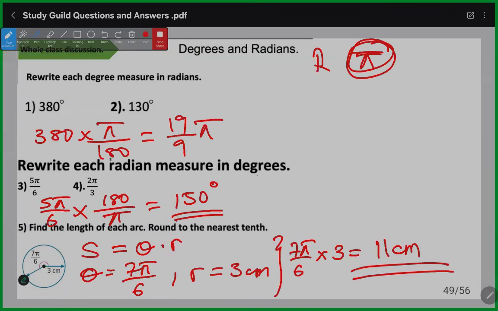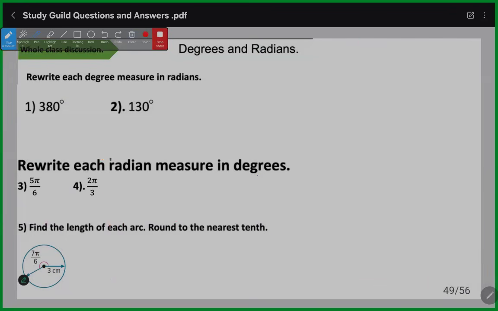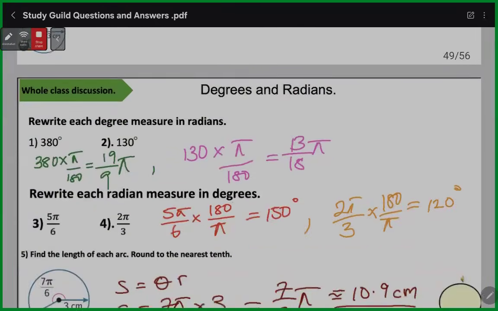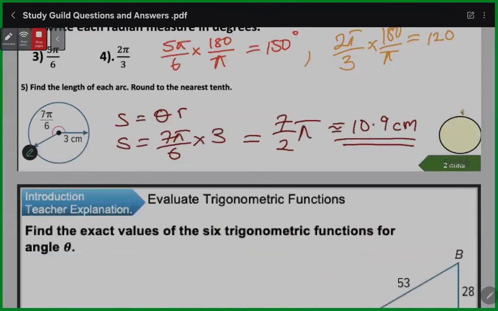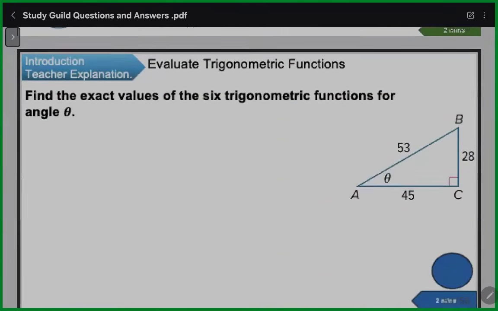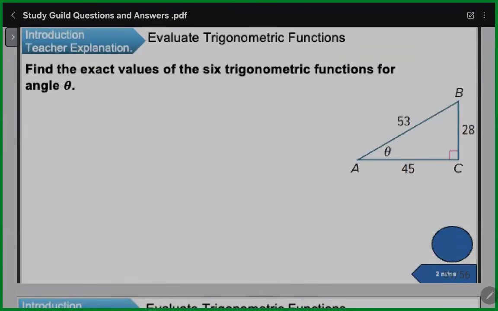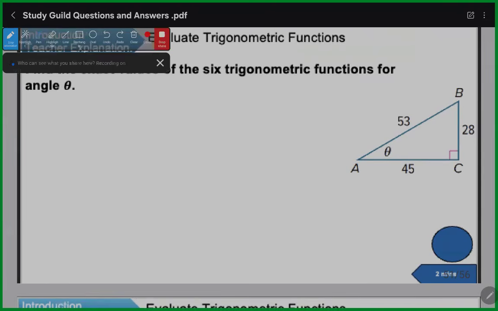And we've done this before, so it's not something strange. So you see, we put 10.9, so you can convert it to 11. So our SOH CAH TOA trigonometry ratio, which I told you students in class, that you can always use this to remember.